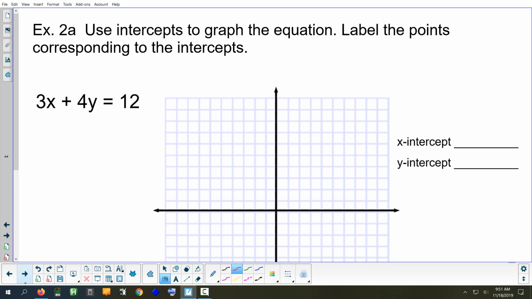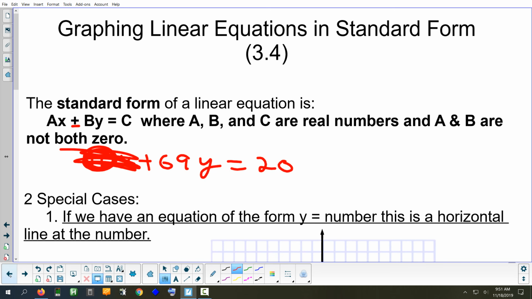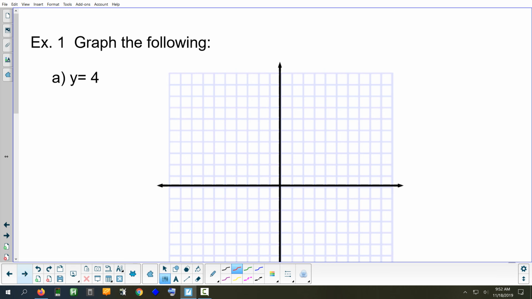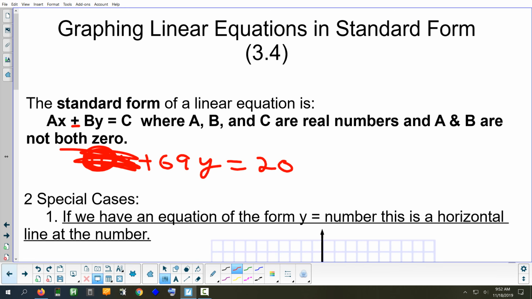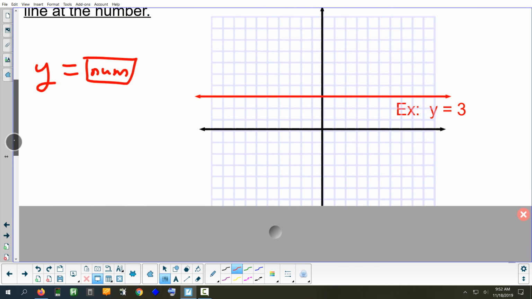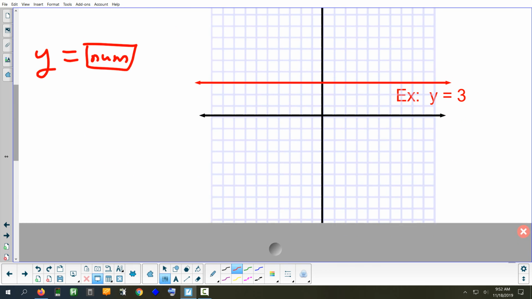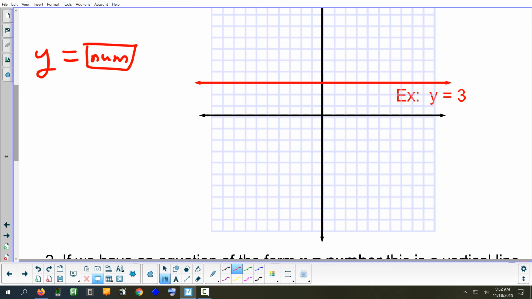Okay? When it's slanted, then you got to find 2 points. That's more work. But a y equals and just a number like this one, super easy. You just do a horizontal line and you just do it at the number they tell you. Okay. So that's what the equation of a horizontal looks like.